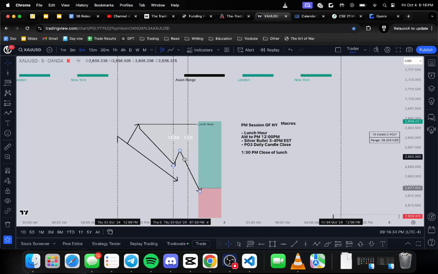If the macro starts consolidating, you simply don't have a trade. You avoid it, and you try to target it later during the 1:30 p.m. close. The reason why it's 1:30 is because this is the opening of the next 30-minute candle, right? And when that 30-minute candle opens, this is the 30-minute candle right before 2 o'clock, which is when we start transitioning over to our silver bullet time.